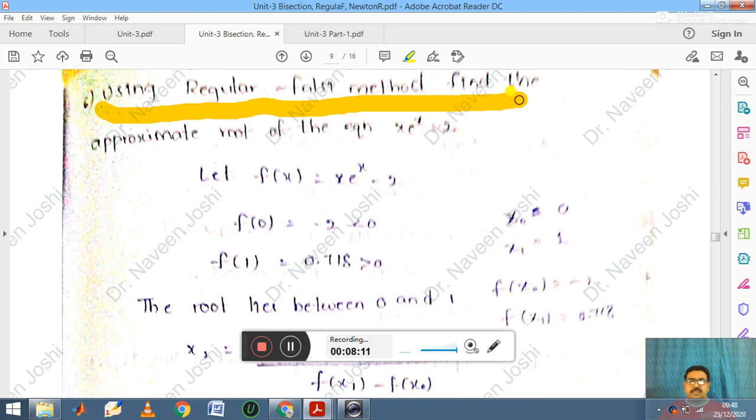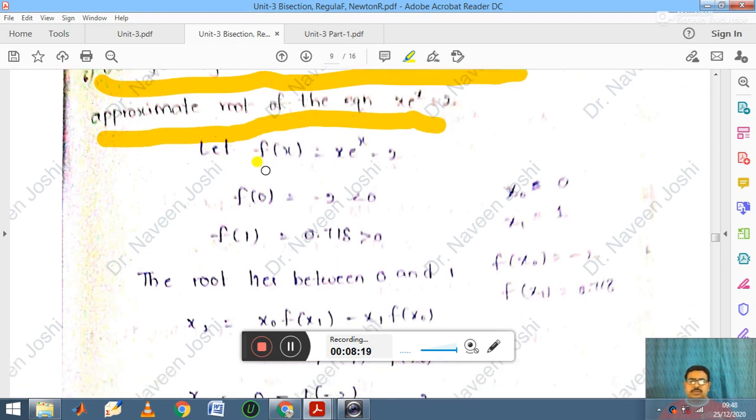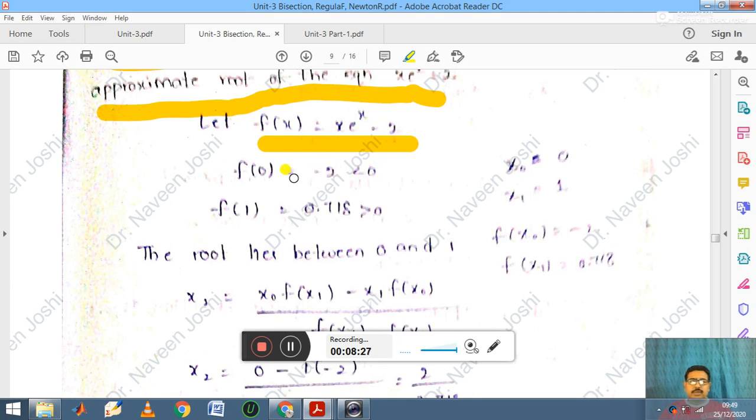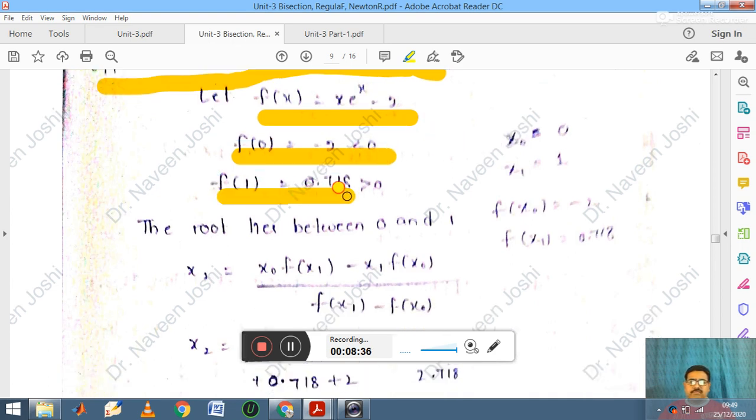So let's go through one more problem. Using the Regula-Falsi method, find the approximate root of the equation x e power x minus 2. Okay, let's see the solution. Take the given expression as f of x, that is f of x equals x e power x minus 2. Let's find the points. Put x equals 0 in the function, it gives negative, that is -2, and put x equals 1, it gives 0.718, a positive value. Hence your x0 value is 0 and x1 value is 1, with f of 0 equal to -2 and f of 1 equal to 0.718.